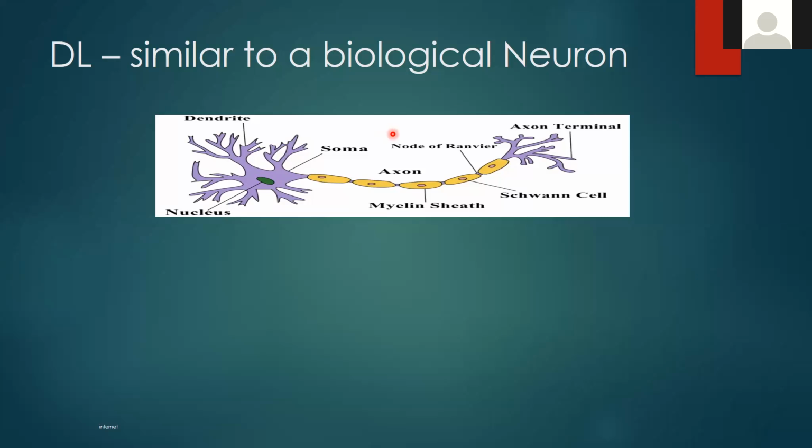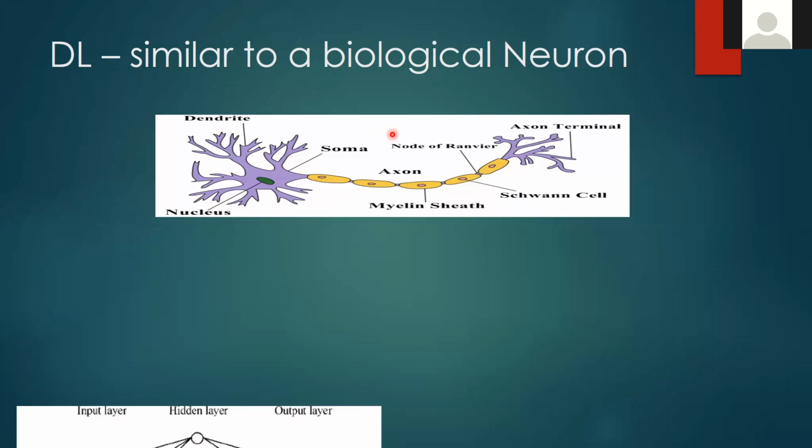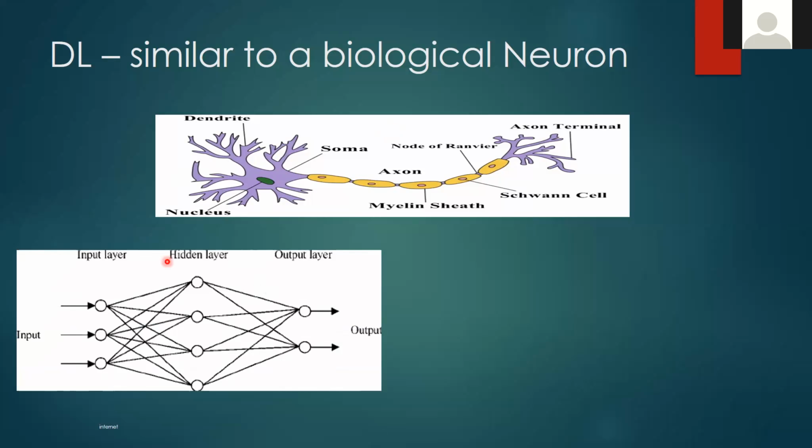So this is exactly the picture of a single neuron, how it is there in our brain. When we map it onto a deep learning model, I have put "internet" here because I got these pictures from the internet. So this is how I map onto a deep learning model. You have an input layer, a hidden layer, and an output layer.